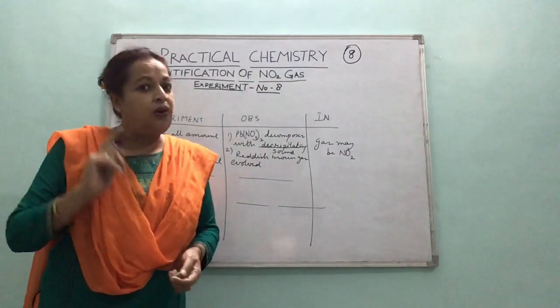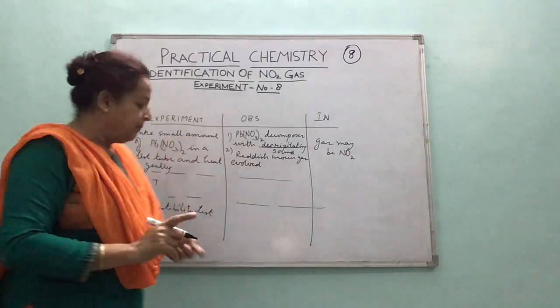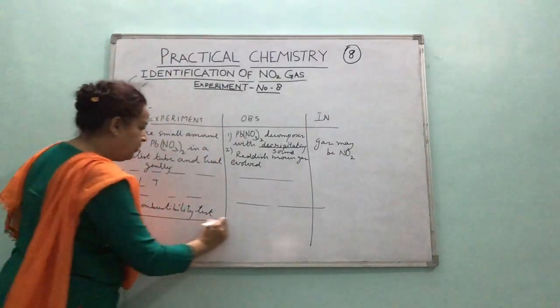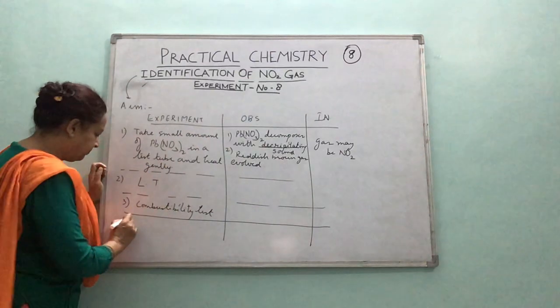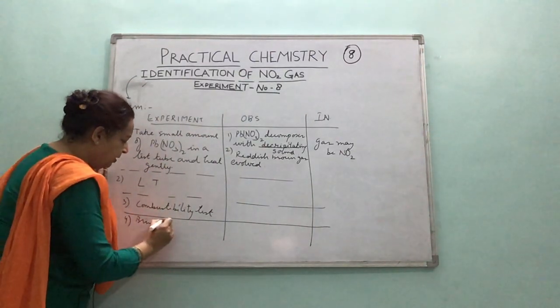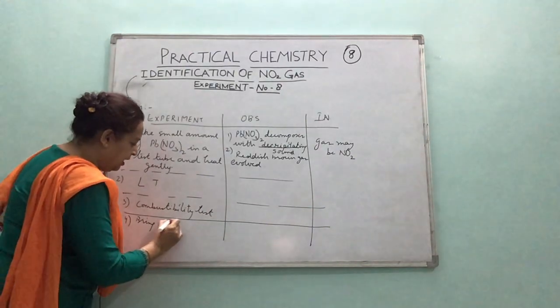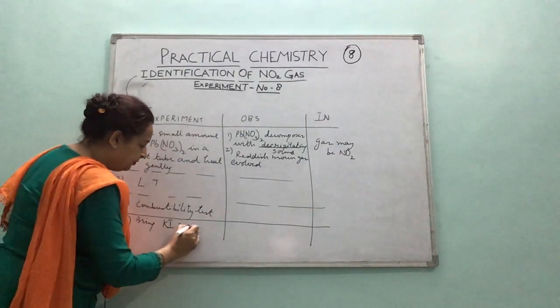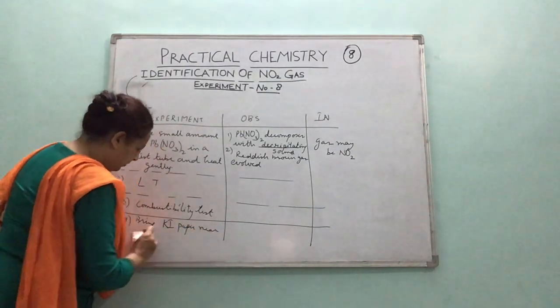Now directly, the confirmatory test for NO2. And what is the confirmatory test for NO2? That would be number 4: bring potassium iodide paper near the gas.